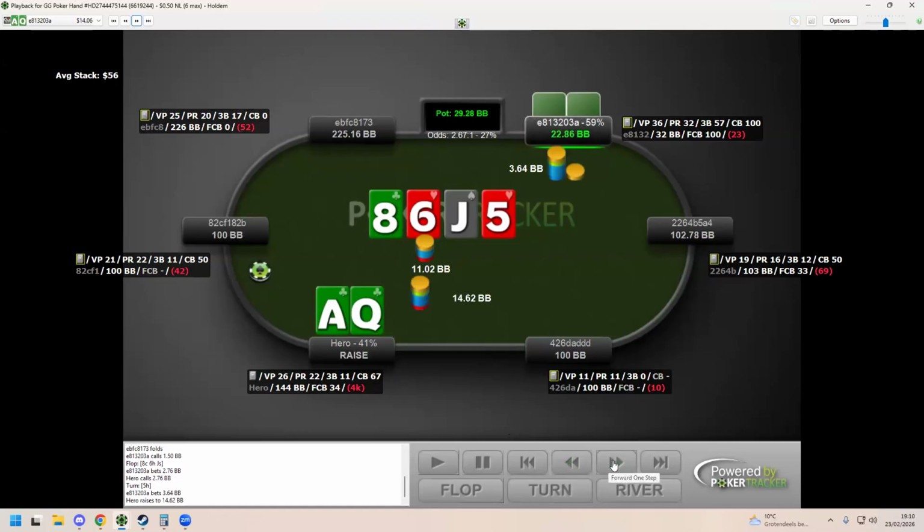So I end up raising him here. Okay, yeah. This is a shove if you're going to make this play, because of his stack size. And I just didn't really realize his stack size at the time.